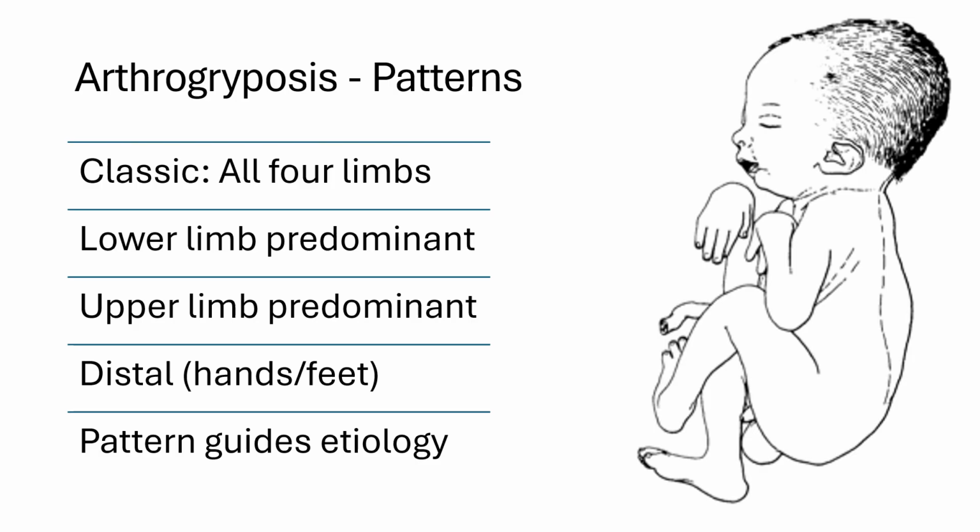This pattern often suggests a generalized neuromuscular condition that affected the entire body during fetal development. Picture how a condition that affects the spinal cord or brain might create symmetric weakness throughout all limbs, leading to this comprehensive pattern. Lower limb predominant patterns occur more frequently and often suggest conditions that specifically affect the lower portion of the spinal cord or the nerves that supply the legs. Think about spinal cord abnormalities, like myelomeningocele, where the neurological damage primarily affects the lower extremities while leaving arm function relatively intact.